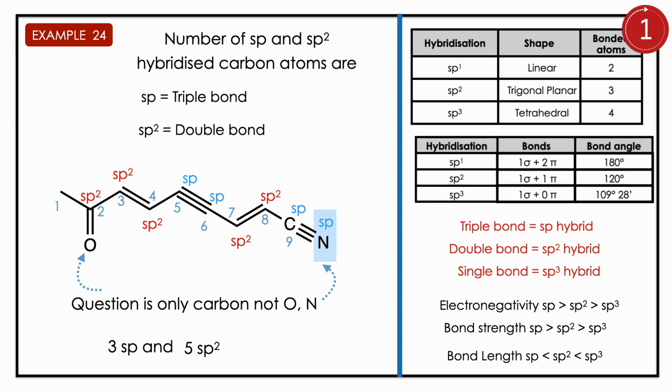Here the question is on sp and sp2 hybridized carbons. Sp means triple bond carbon, sp2 means double bond carbon. Here the question is tricky in the sense only carbon hybridization is asked. Here if you look at it, there are 3 double bonds, supposed to be 6 sp2 carbons, but 1 is oxygen, so 5 sp2 carbons, and 2 triple bonds are there, but nitrogen is not in question. So 3 sp carbons. So our answer is 3 sp and 5 sp2.